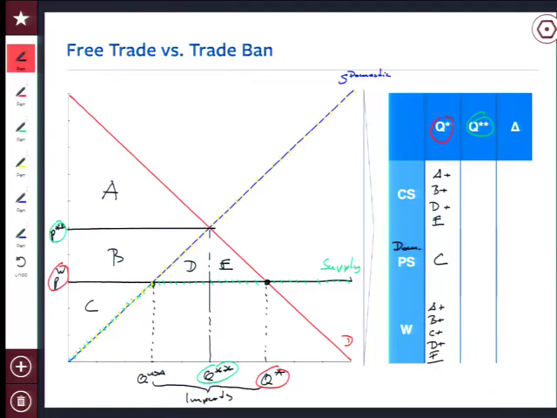Okay, that was easy, right? And I will make it clear in an exam that I'm looking for domestic producer surplus, so you don't freak out about what about the Canadian farmers. We don't care about Canadian farmers, okay?